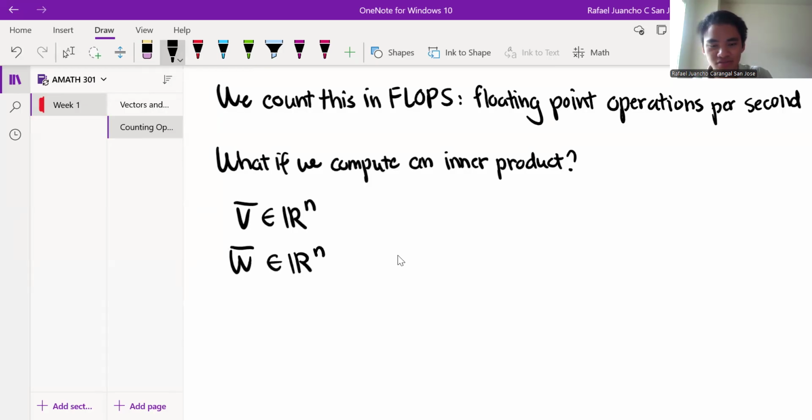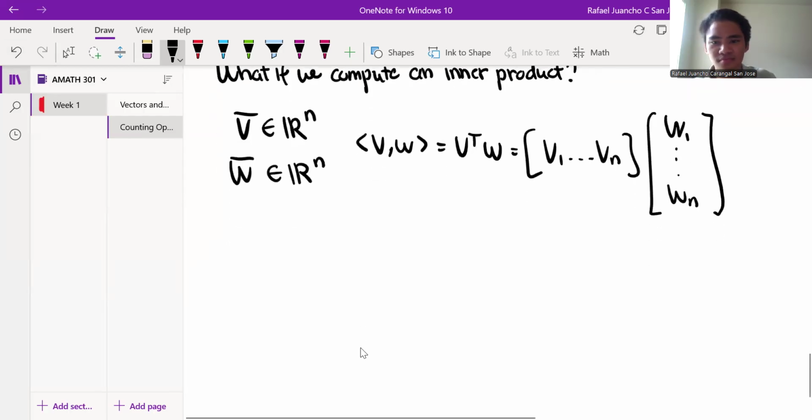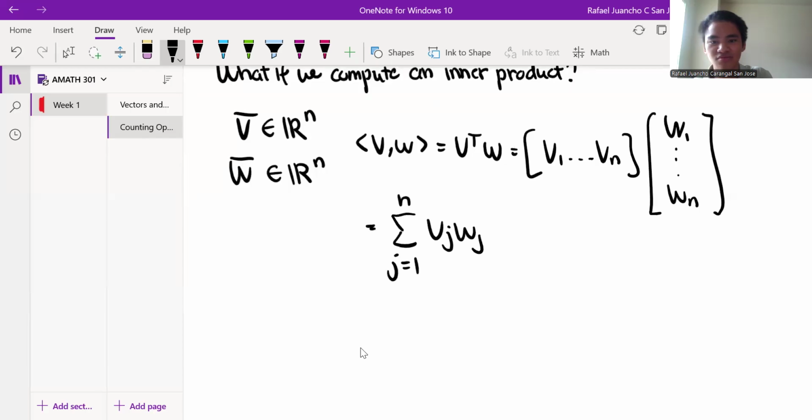So how does that work? Well, we're going to transpose v. And so that's going to be v1 all the way to vn times w1 all the way to wn. And we will get the summation, j starts at 1 all the way to n, of vj wj.